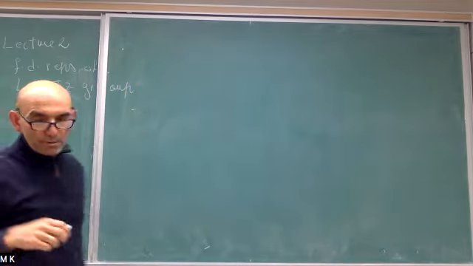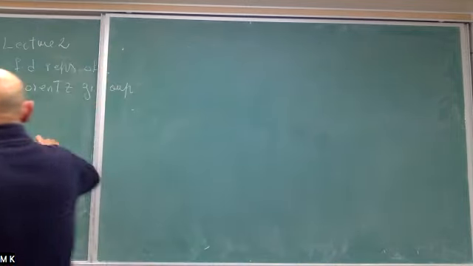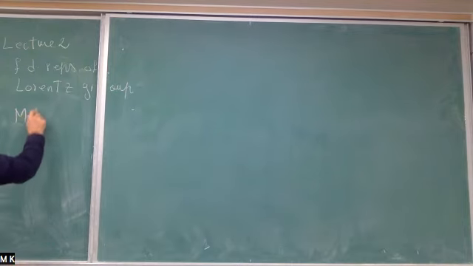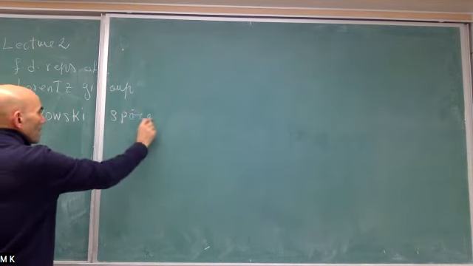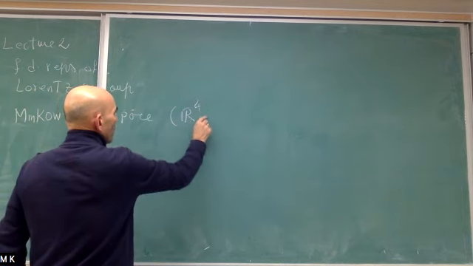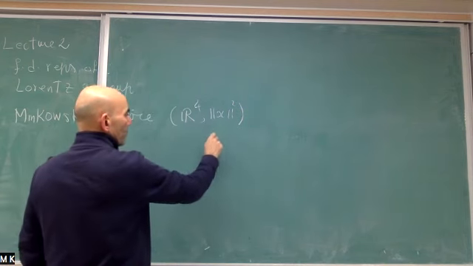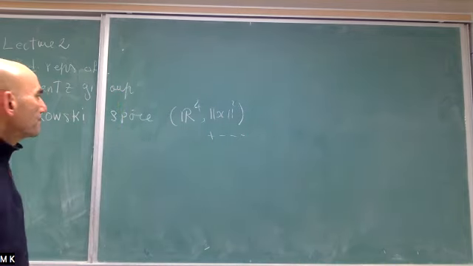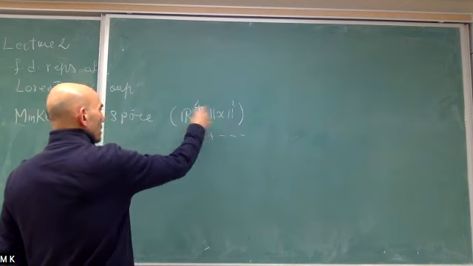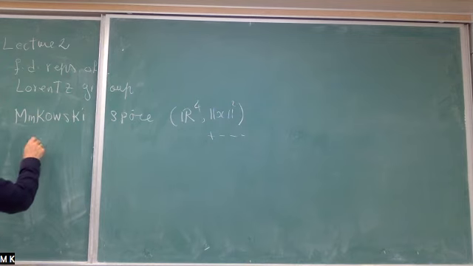Let me do a quick recap of what we did in the last lecture. I introduced Minkowski space with a particular convention. This was R4 with a quadratic form defined like this. I briefly said the signs were plus, minus, minus, minus. This was Minkowski space. And the isometries of this quadratic space, we defined to be the Lorentz group, by definition.